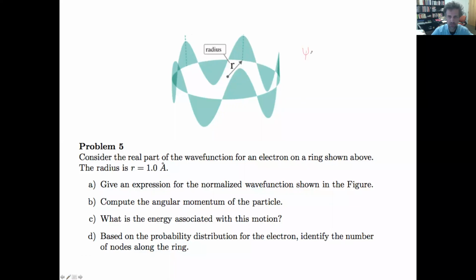shape or expression. So we can write it as a wave function, as a function of theta, and it also has a quantum number, ml. And these functions all look like this. So this is a normalization factor. R0 is the radius of the ring, which in this case is 1 angstrom. And then the function itself is i plus minus, well, let's do it.